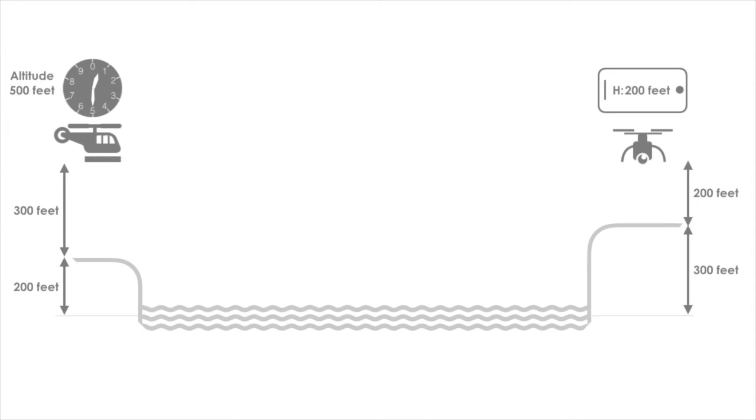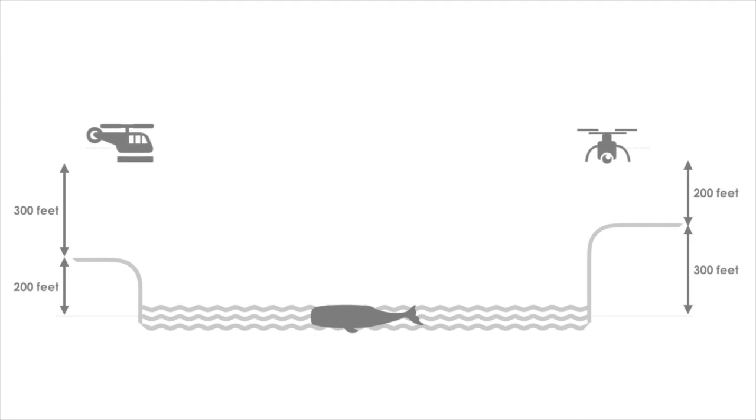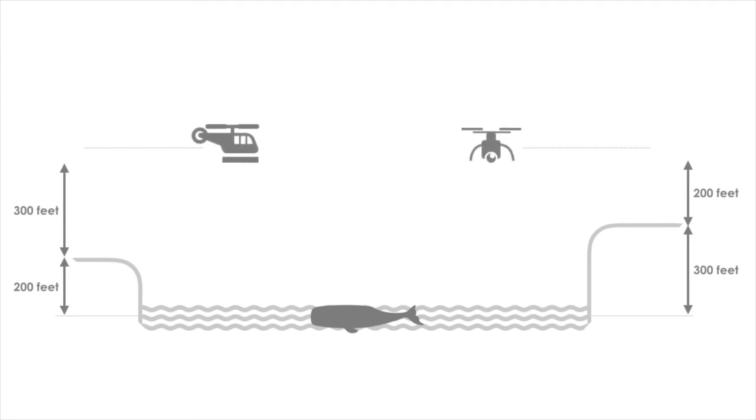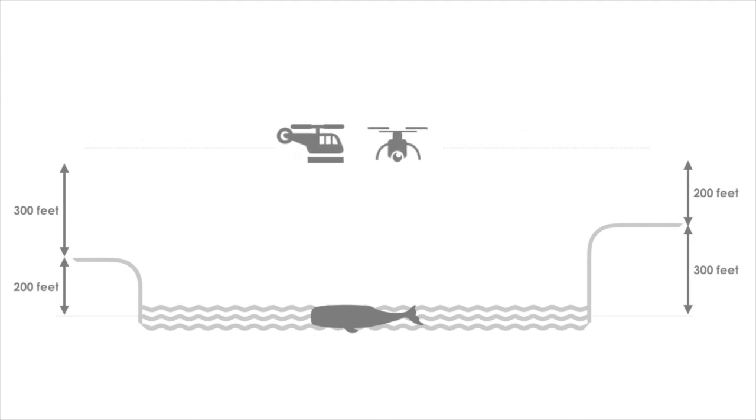Now imagine these two aircraft embark on a mission to inspect the same subject from the air in the ocean below. The helicopter's altimeter will show 500 feet and the drone's altimeter will show 200 feet. It may be assumed that these aircraft have some vertical separation from each other. But in fact, both aircraft are flying at the same level, thus posing a risk of a mid-air collision.